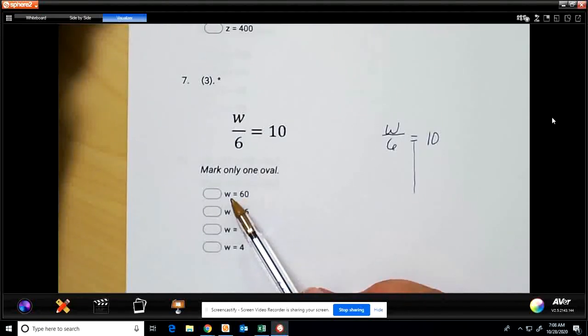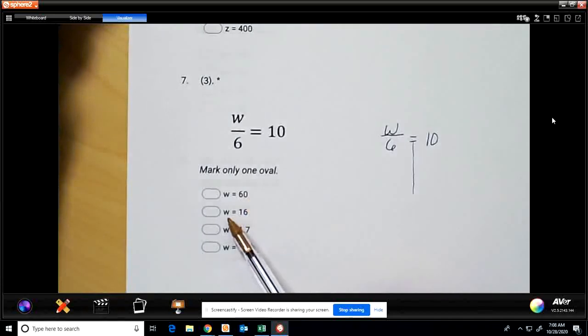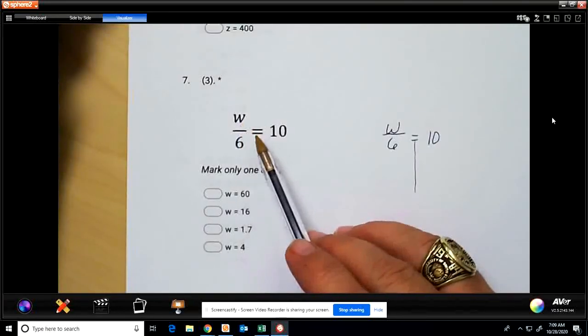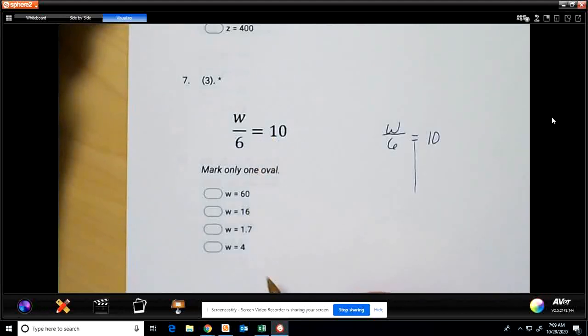Your answer choices are W equals 60, W equals 16, W equals 1.7, or W equals 4. I'll read the problem one more time. W divided by 6 equals 10.